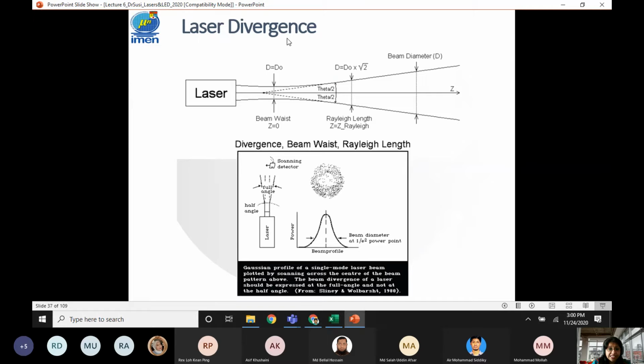So you also have laser divergence. We saw that just now. When light comes out of a laser, you have what we call the beam waist over here. And after some time, it diverges out. All right, and we call this the Rayleigh length. And finally, this is the beam diameter. So if this is a laser light, this is at half angle and this is at full angle. And if you have a detector over here, this is what you will see. And we call this the beam diameter. You can see that it is a Gaussian profile of a single mode laser beam.